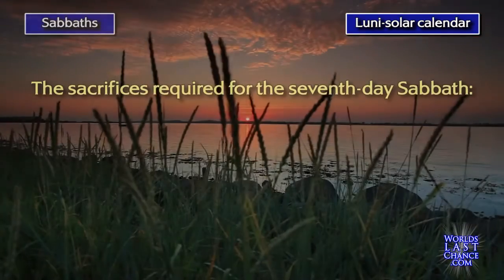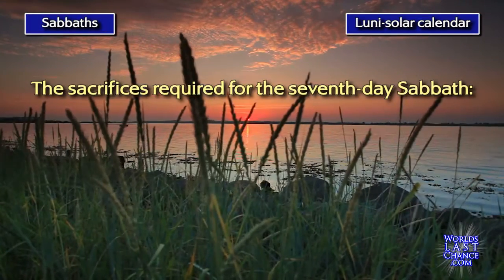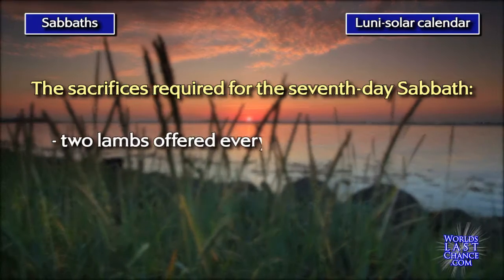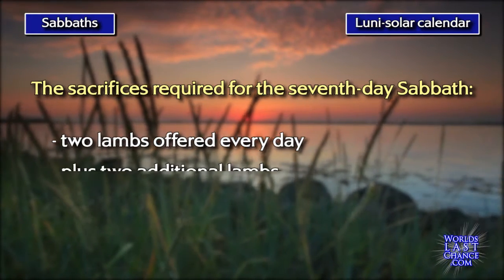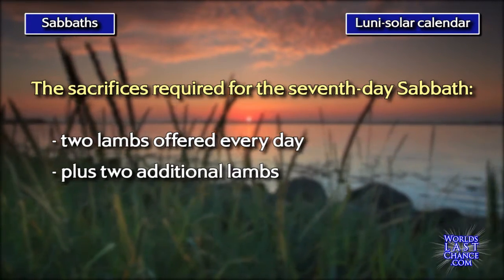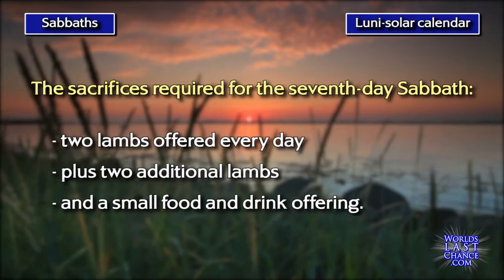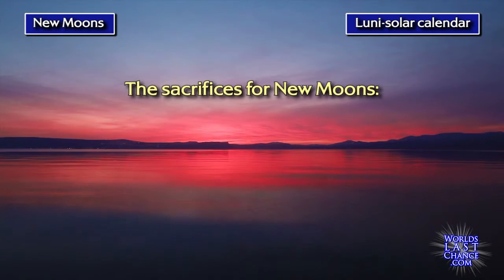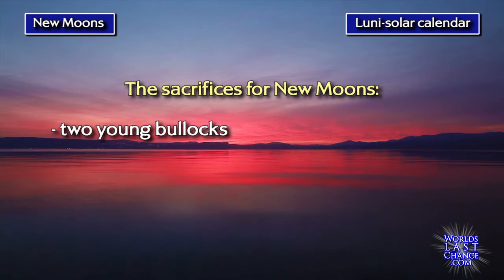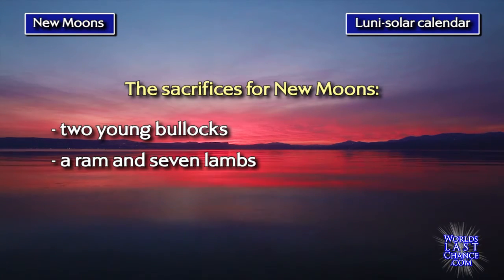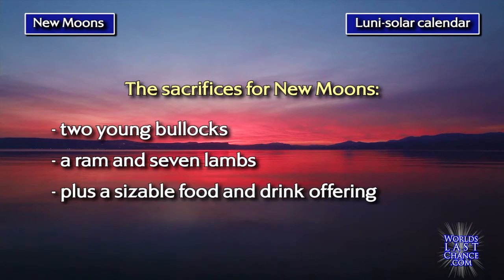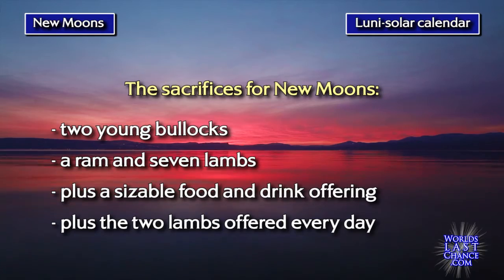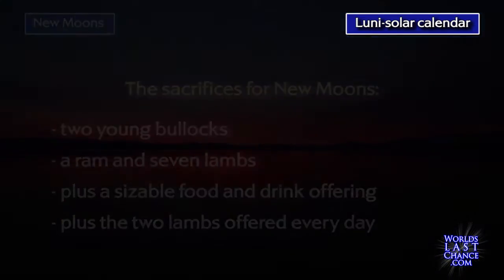The sacrifices required for the Seventh-day Sabbath were simply the 2 lambs offered every day, plus 2 additional lambs and a small food and drink offering. The sacrifices for new moons included 2 young bullocks, a ram, and 7 lambs, plus a sizable food and drink offering, plus the 2 lambs offered every day.